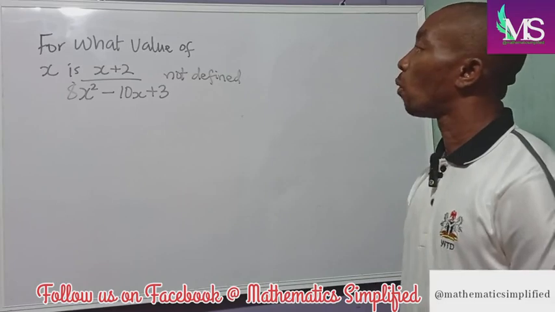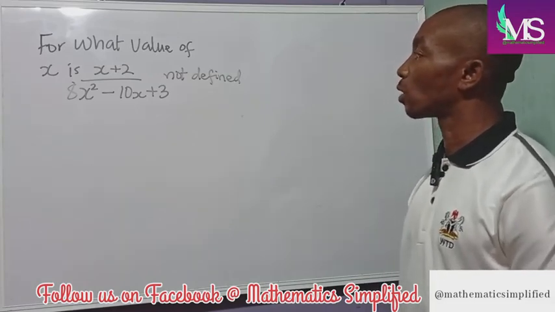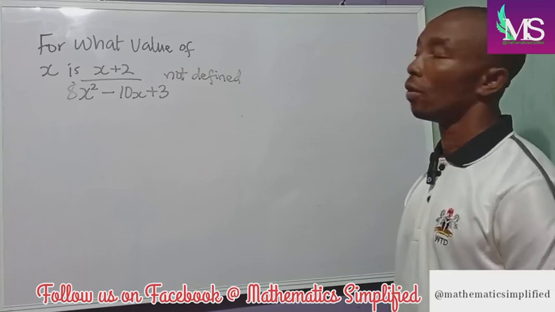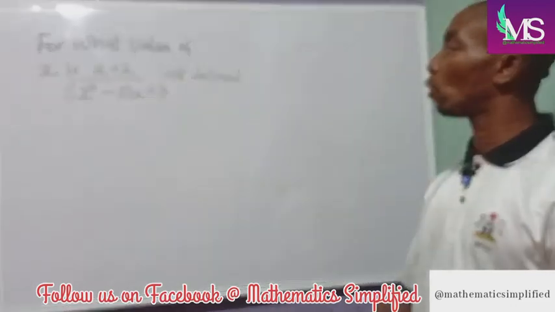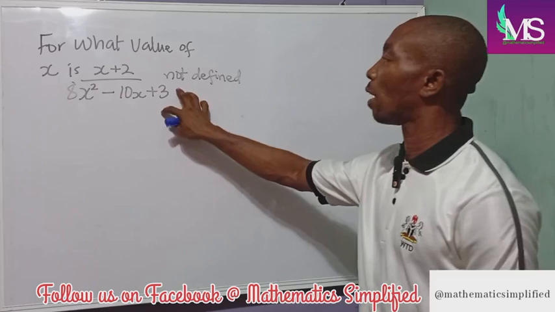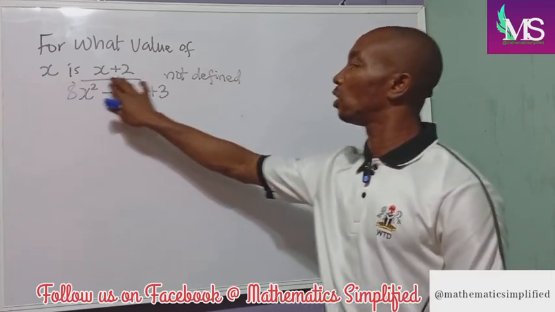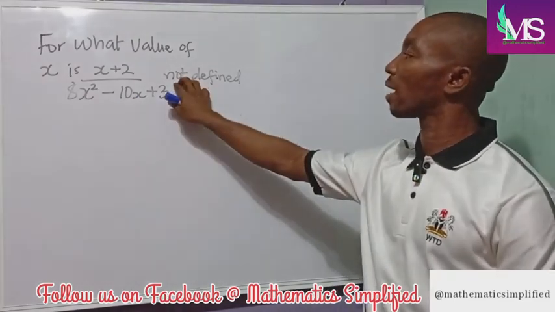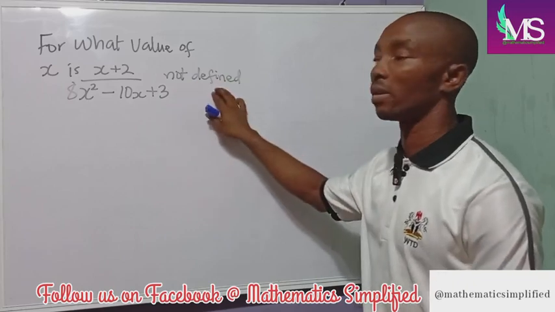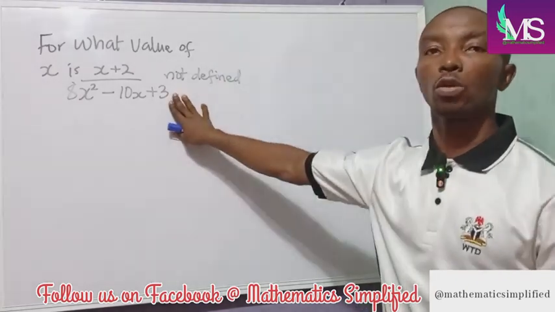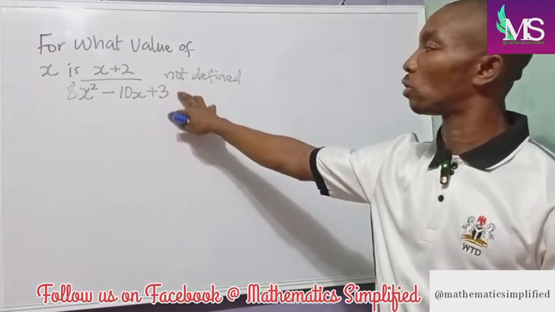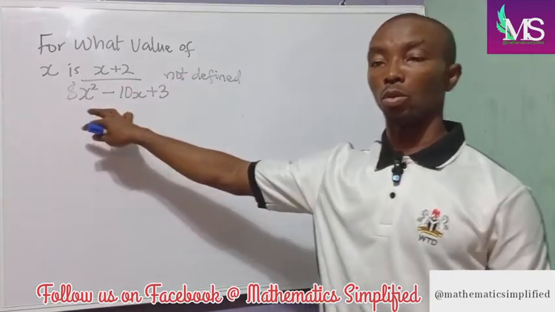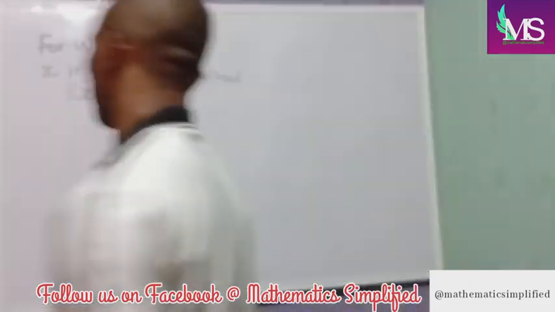Welcome back. For what value of x is (x + 2) over (8x² − 10x + 3) not defined? Now, in doing this, we have to factorize. Since we are talking of not defined, our denominator will be equal to 0. We have to find the factors of this quadratic equation that will make it equal to 0. That means in doing that, we'll factorize.